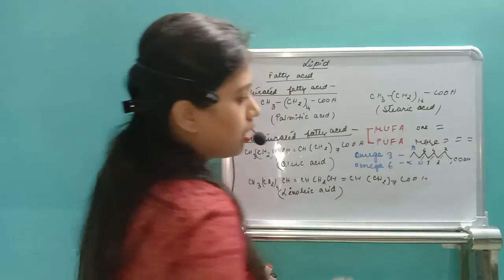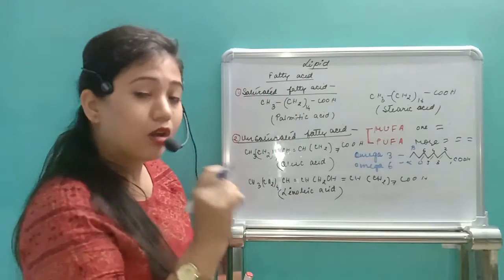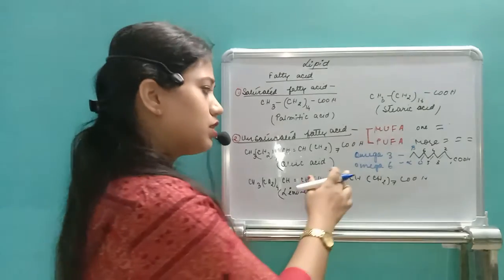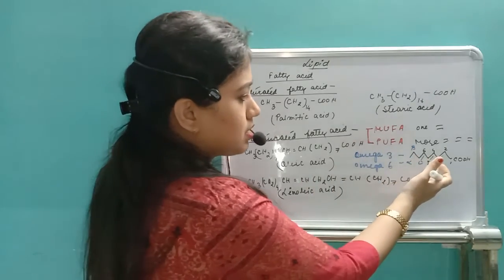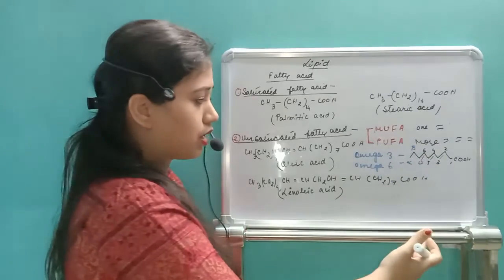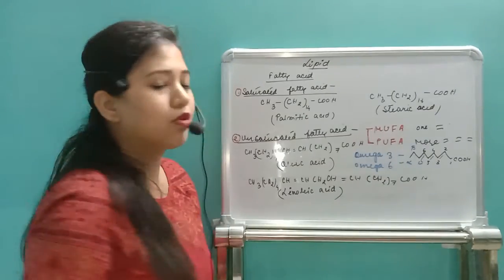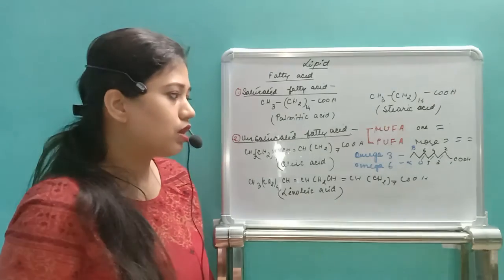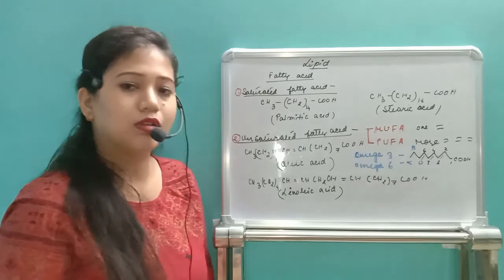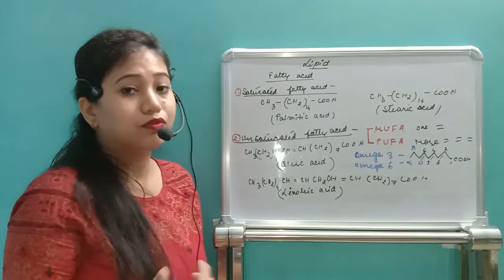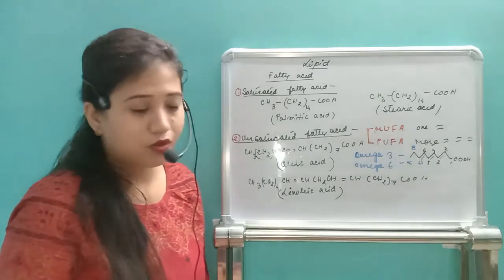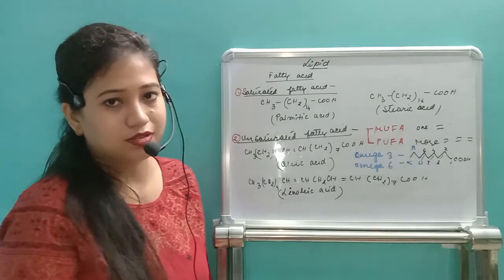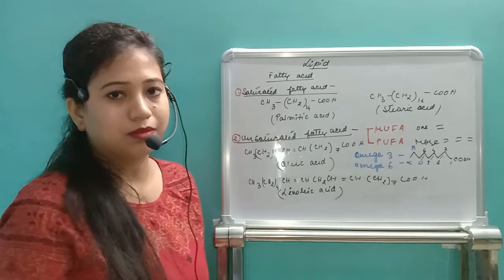Suppose it is omega. Then if you get a double bond on the omega third carbon, it will be omega-3. In the same way for omega-6, whenever you go in the reverse direction and get the double bond on the sixth carbon, it will be called omega-6 food. So the food that contains omega-3 is better for us, and the food that contains omega-6 is not good for us. So let's move to the next part.